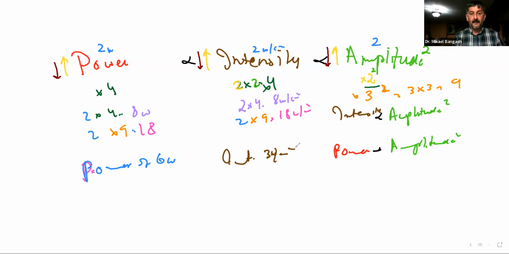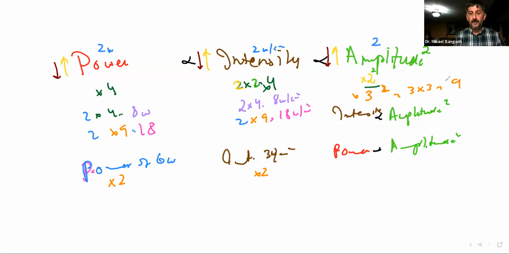Now they may say, listen, dear, what we just have here is an increase in the power. Let's say the power increases twice. What is going to be the change in your intensity? Now here you're not going to square anything. Your intensity is going to be doubled as well.